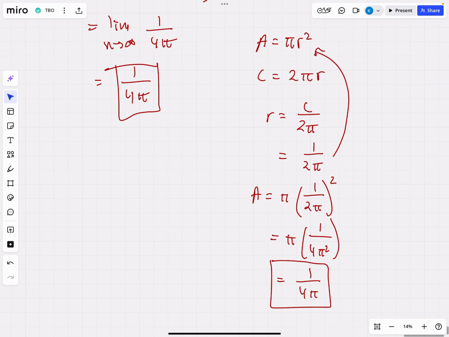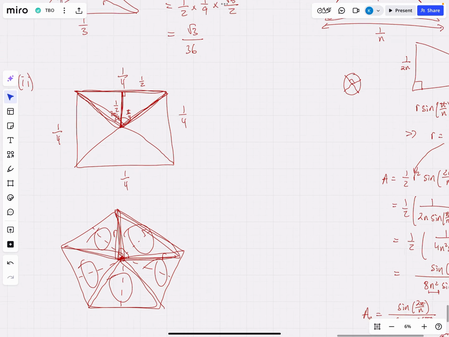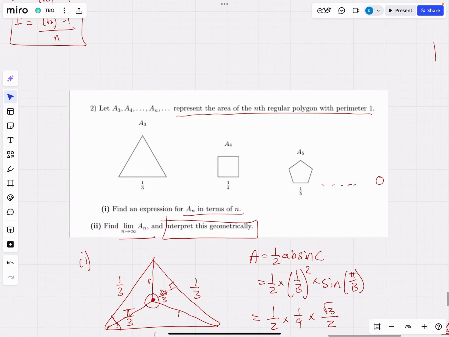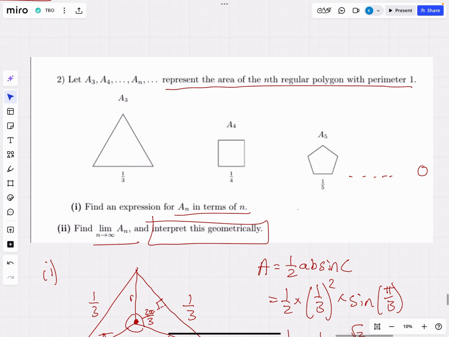Isn't that remarkable? So, a very, very interesting question there about nth regular polygons with perimeter 1.